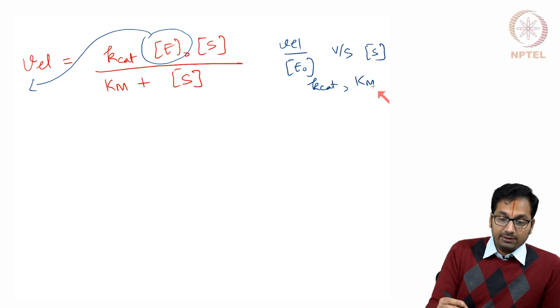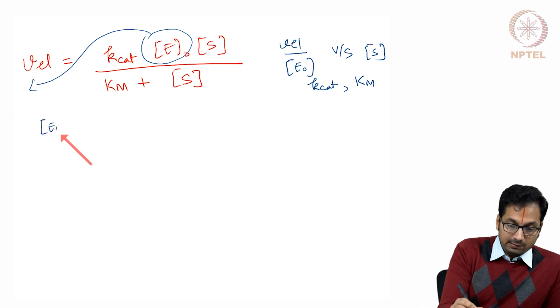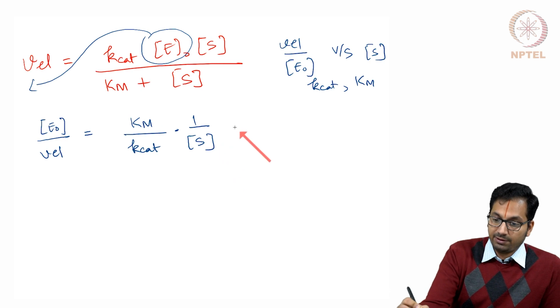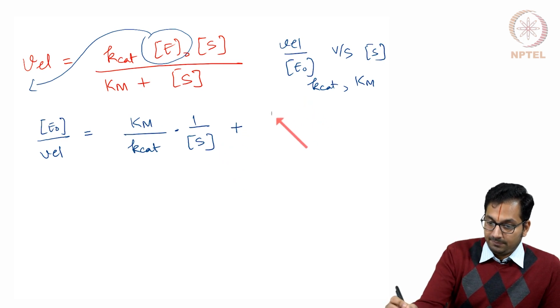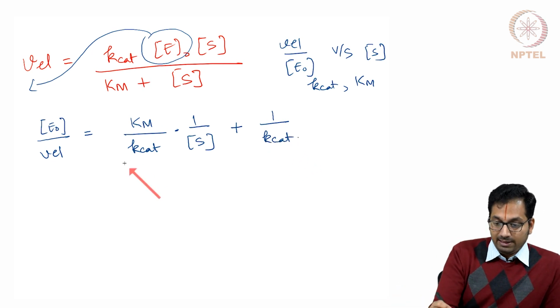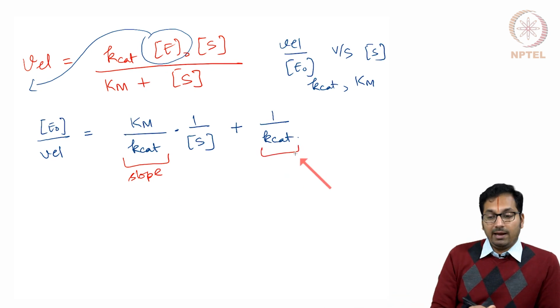So now what we are trying to say is that, let's say we take the reciprocal of this, it's going to be E0 by V, that is going to be equal to Km over Kcat times 1 over S, the substrate concentration, plus 1 over Kcat. So what we are able to realize is that we will get the slope of this fit as Km over Kcat, while the intercept will be 1 over Kcat.